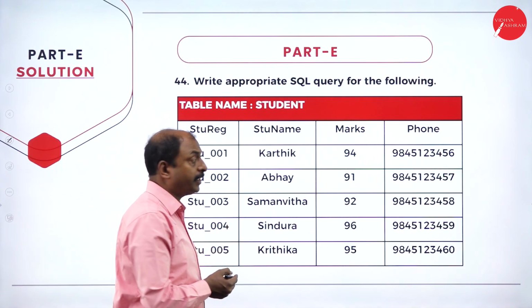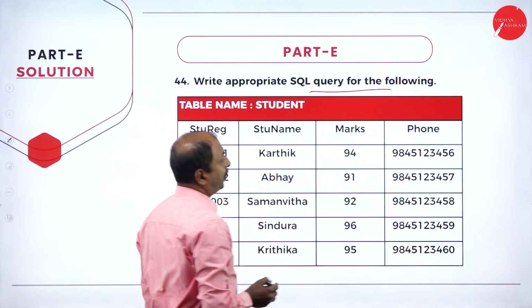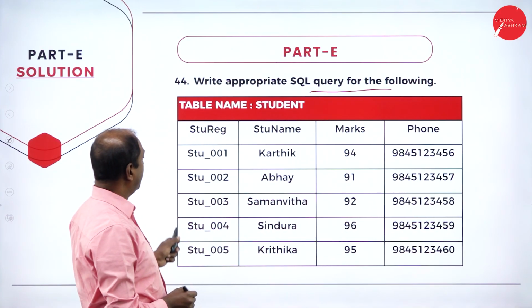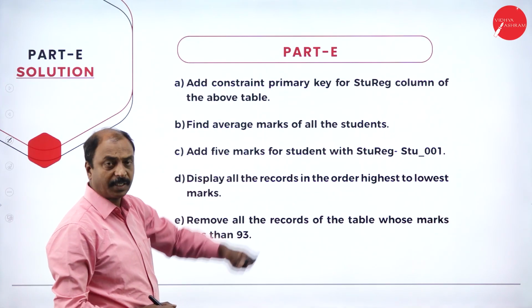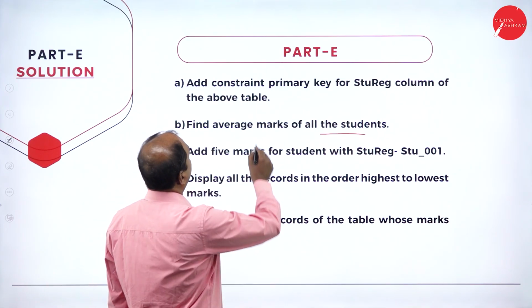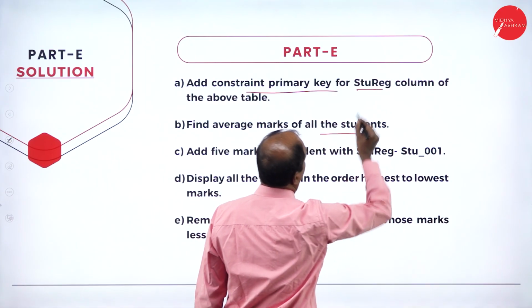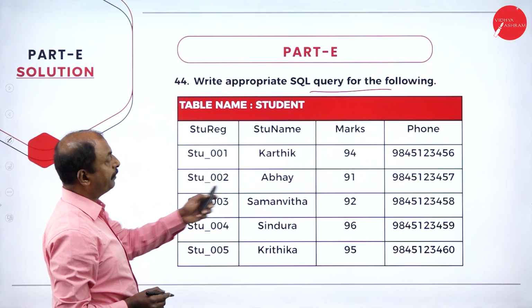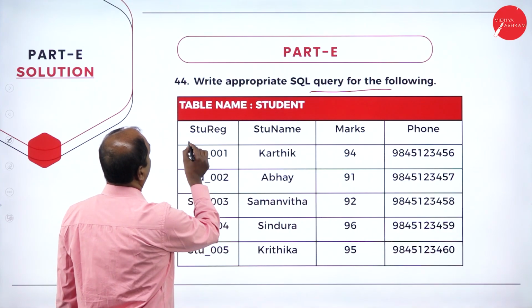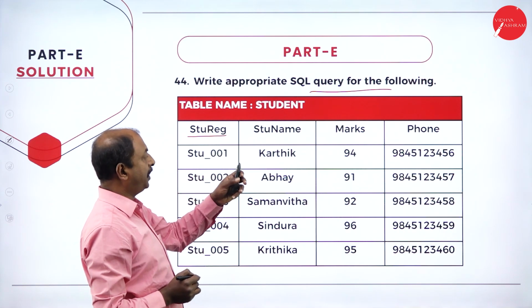The last question is: write the appropriate SQL query for the following. This is the table given in the question. We have to write the queries for the questions given. First one is: add the primary key constraint for the STURAG column of the above table. So we have to add a primary key to this column, that is STURAG.